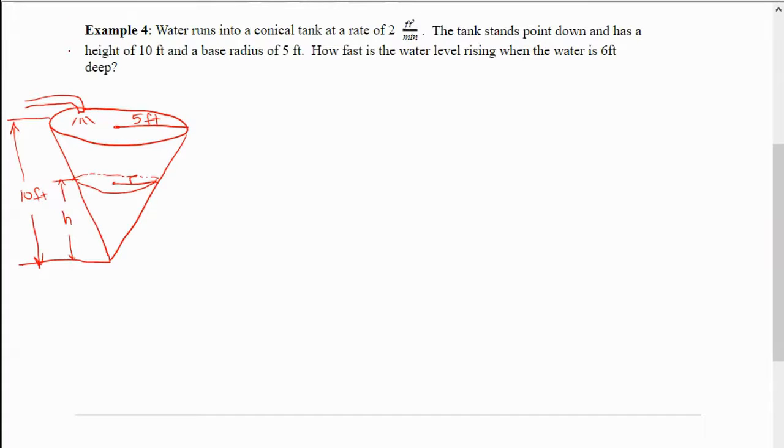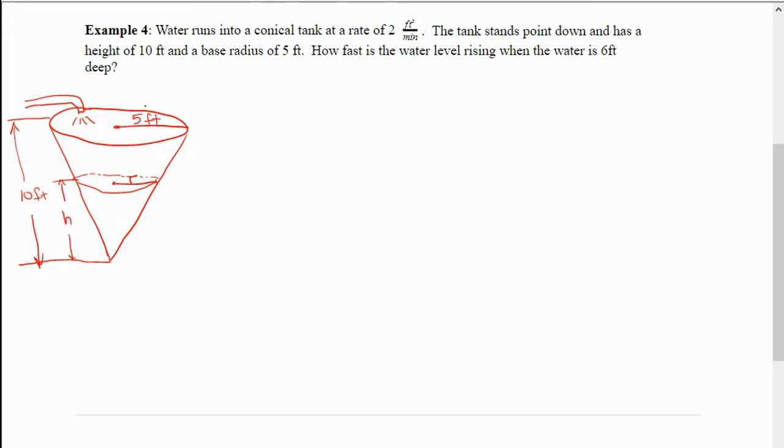All right, let's get started here with example 4. It says water runs into a conical tank at a rate of 2 feet cubed per minute, and the tank stands point down, has a height of 10 feet and a base radius of 5 feet. How fast is the water level rising when the water is 6 feet deep?